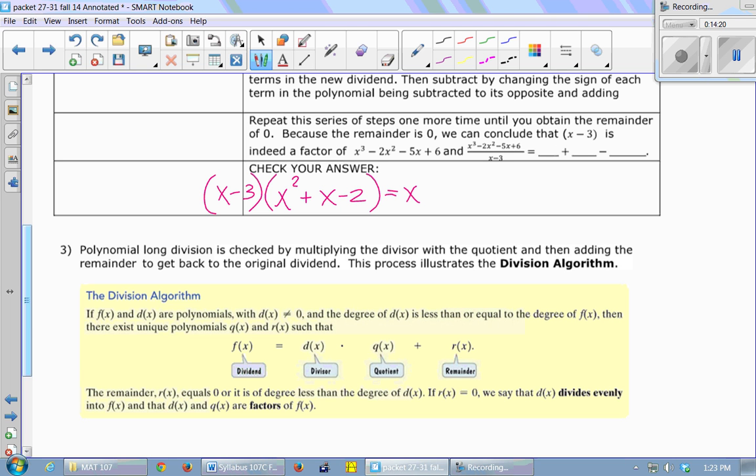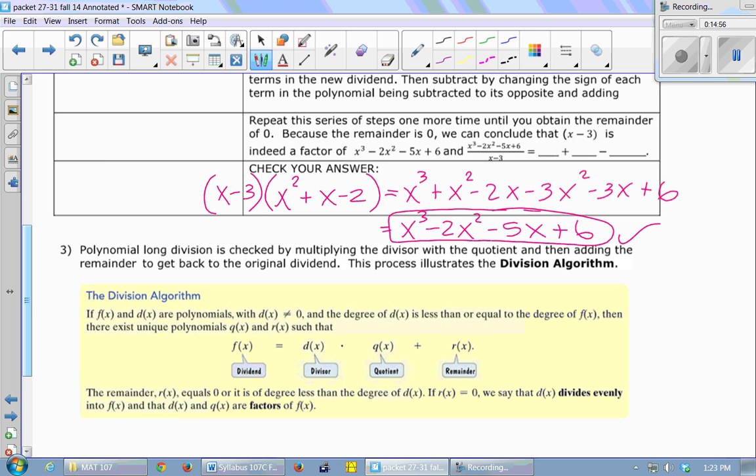So I'm going to have x cubed plus x squared minus 2x, just distributing the x to every term in the other parentheses. Then distribute the -3 to every term in the other set of parentheses. So I have -3x squared minus 3x plus 6. And then combine like terms. So I've got x cubed, positive x squared and -3x squared is -2x squared. -2x and -3x is -5x, and the plus 6. And that is what I started with, so I can be confident I did the division right.